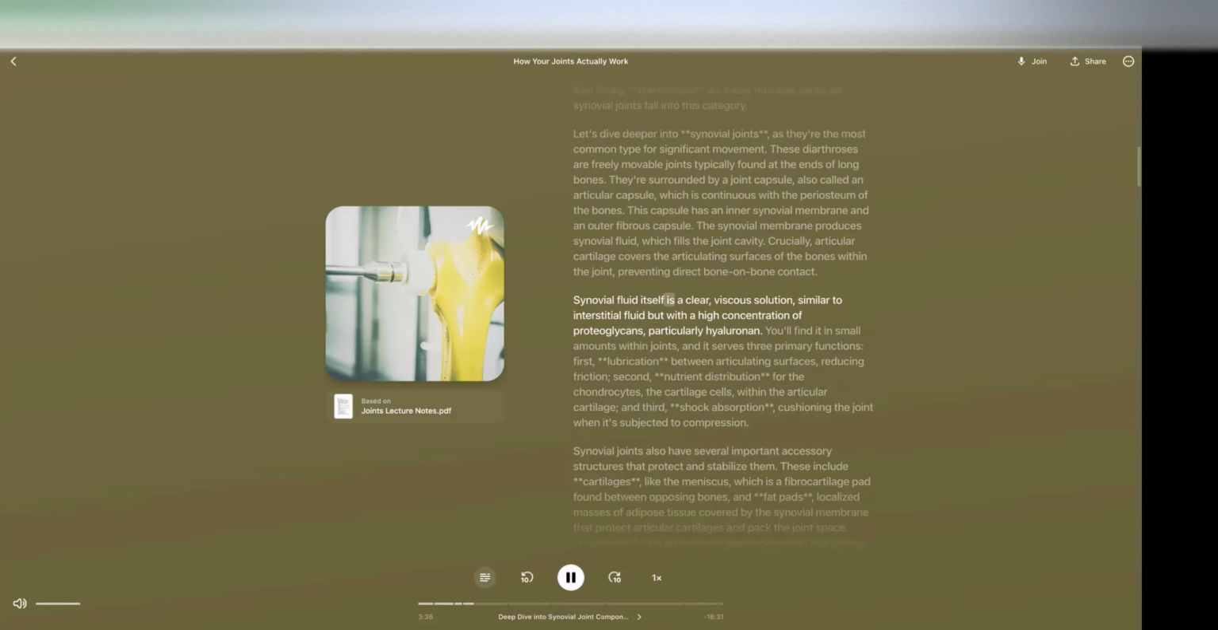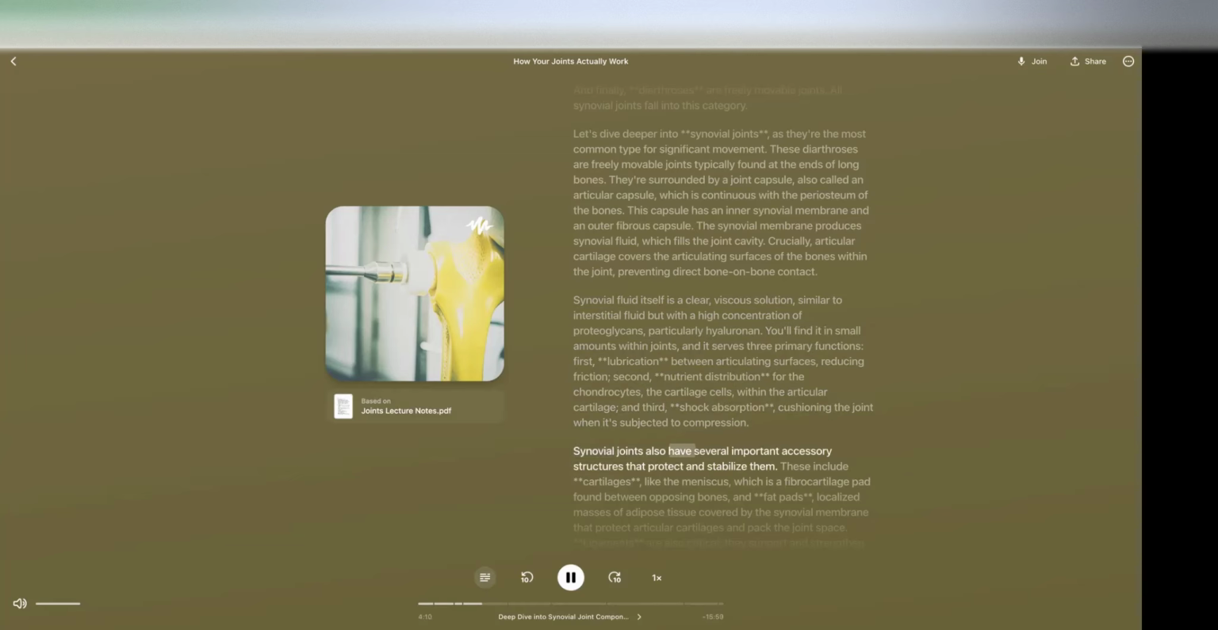Synovial fluid itself is a clear, viscous solution similar to interstitial fluid, but with a high concentration of proteoglycans, particularly hyaluronin. You'll find it in small amounts within joints, and it serves three primary functions. First, lubrication between articulating surfaces, reducing friction. Second, nutrient distribution for the chondrocytes, the cartilage cells within the articular cartilage. And third, shock absorption, cushioning the joint when it's subjected to compression.